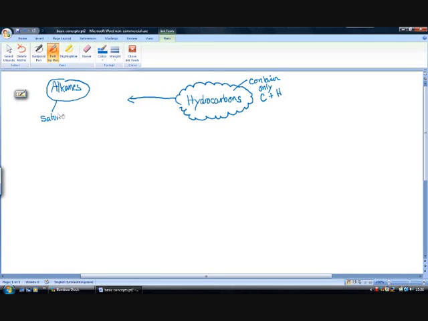Now these are saturated compounds, which means they do not contain multiple bonds, they only contain single bonds. As in this example here, you can see the carbons are completely saturated with hydrogens. We can't get any more hydrogens on, they are saturated compounds.